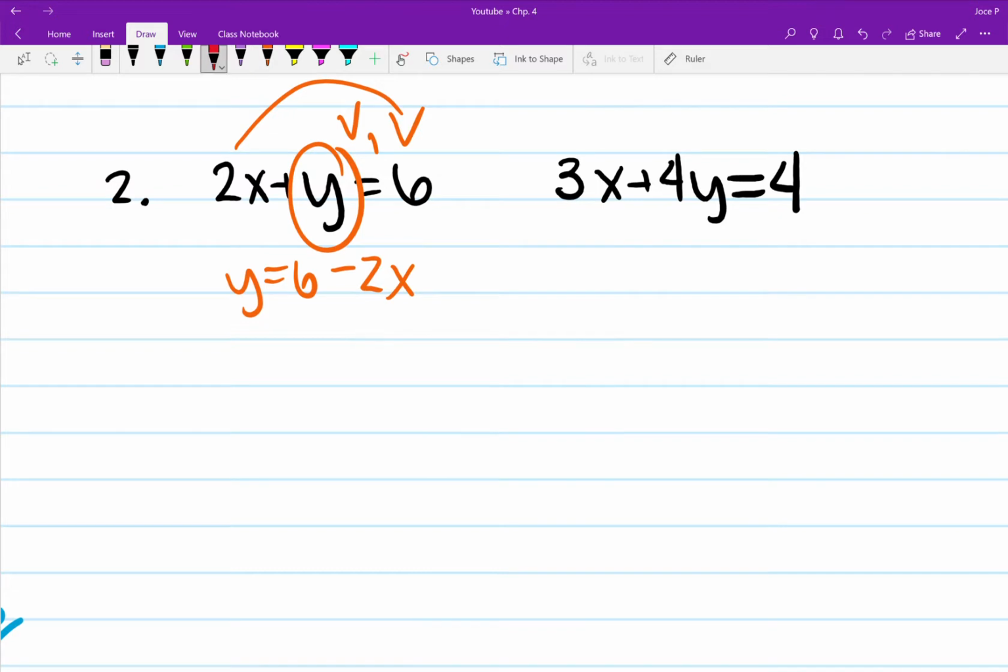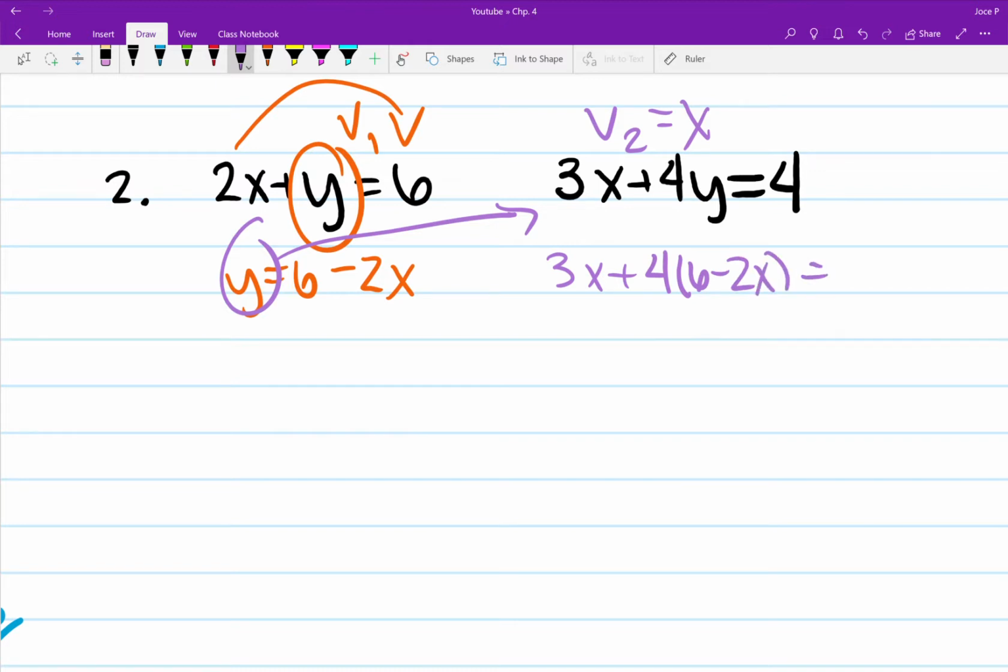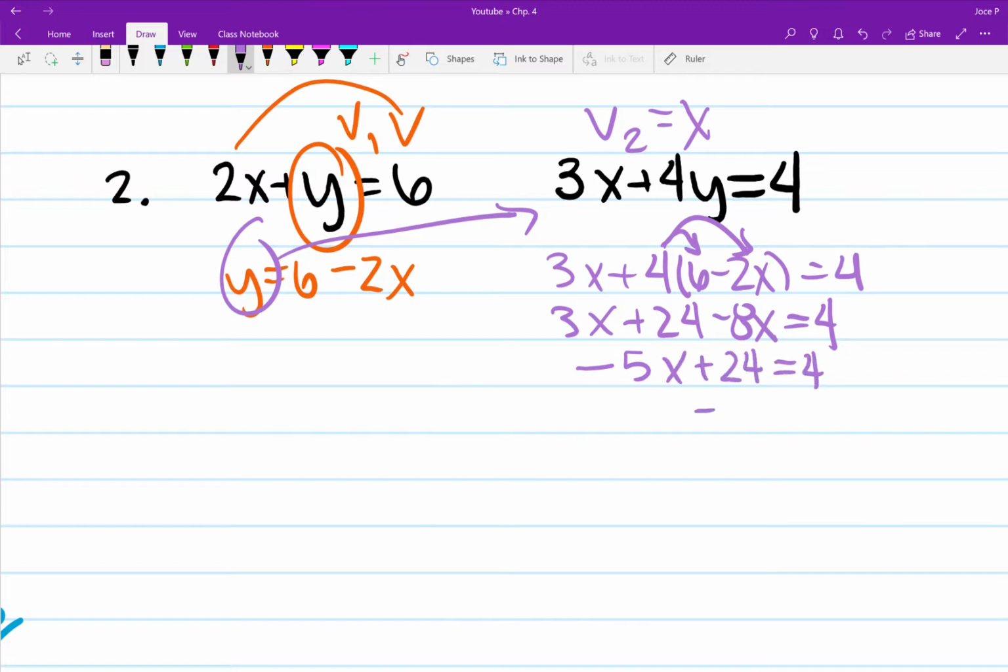Step 2. We're going to plug y into this equation to solve for v2, which is x. 3x plus 4, plug in 6 minus 2x, equals 4. Distributive property: 3x plus 24 minus 8x equals 4. So when combining like terms, we're going to get negative 5x plus 24 equals 4. Minus 24, minus 24.